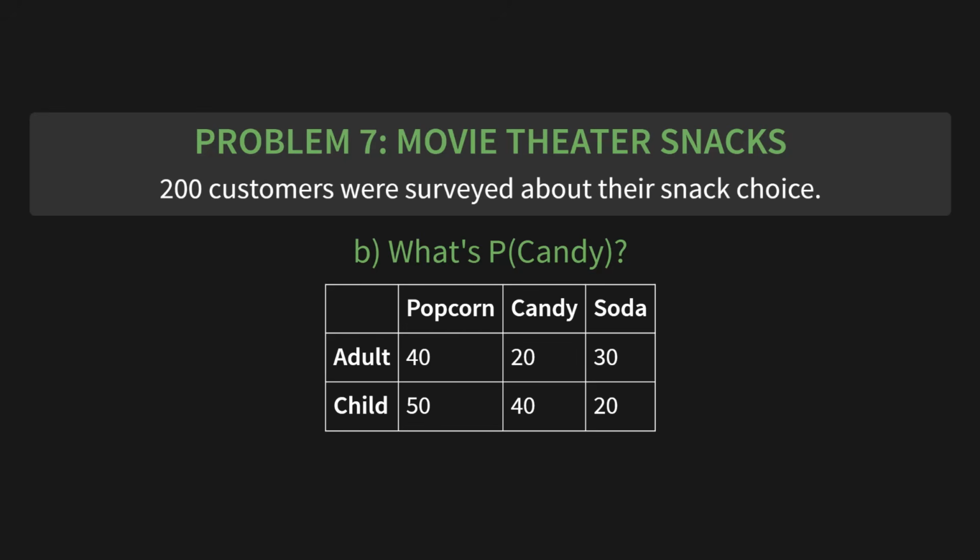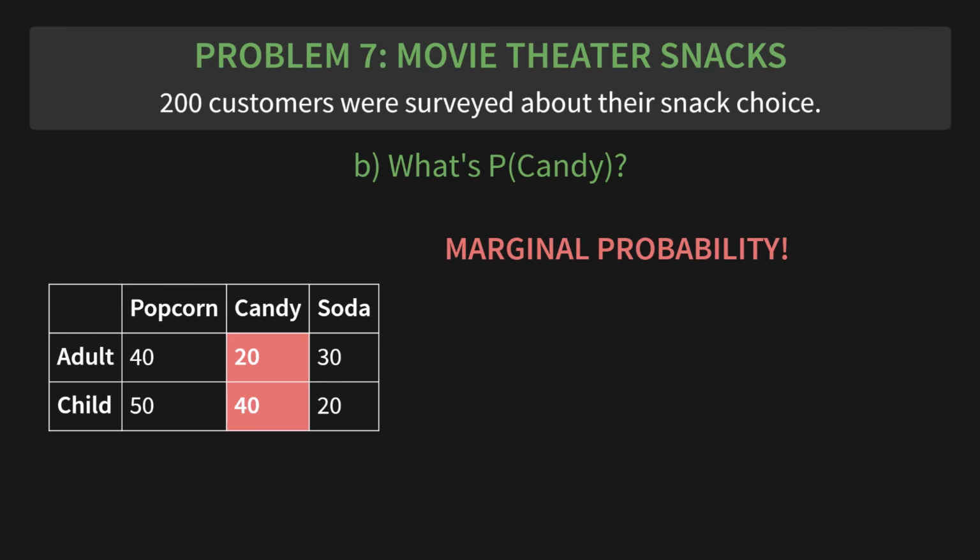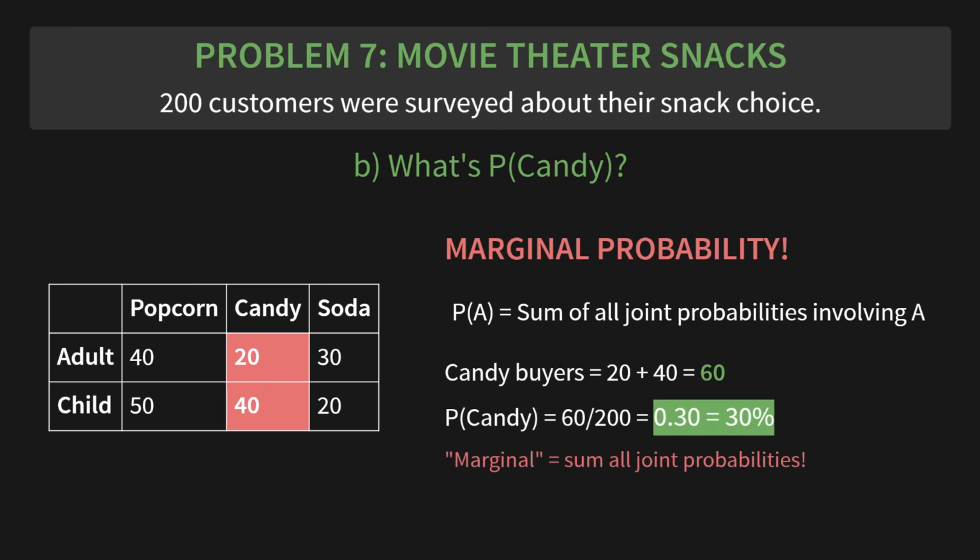Now, what if I just ask, what's the probability any customer bought candy? Doesn't matter if they're adult or child. This is marginal probability, and here's why it's called that. Look at the margin of the table. The candy column total shows 60 customers out of 200. That's 30% choosing candy overall. Pretty cool how the answer is literally sitting in the margin, right?